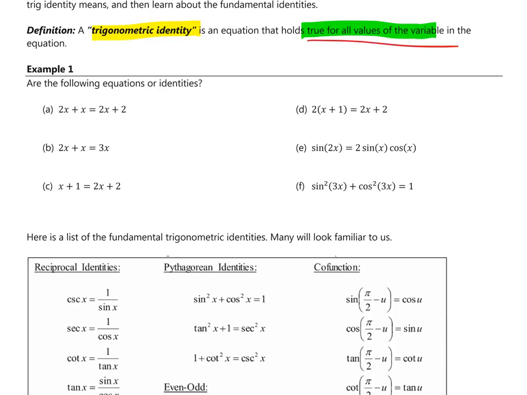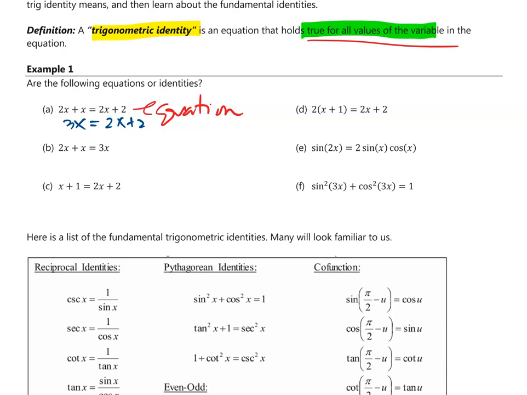Let's have an example. Number 1: are the following equations or identities? The first one, letter A, 2x plus x is equal to 2x plus 2, and this is going to be an equation. 2x plus x is equal to 3x, so 3x equals 2x plus 2. And when you solve for x, when you subtract 2x from both sides, x is equal to 2, so that is an equation.